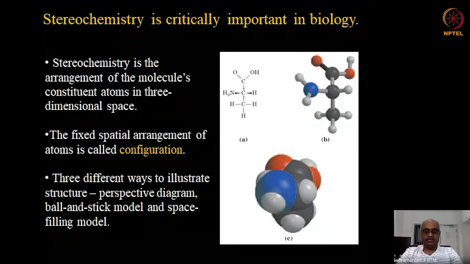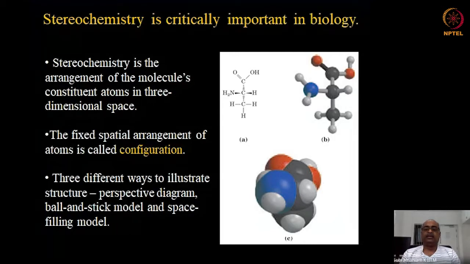Today we are going to learn about stereochemistry. Stereochemistry is about how the constituent atoms of a molecule are arranged in three-dimensional space. The atoms of a molecule can be arranged in different ways in three-dimensional space, and each specific sequence of such arrangement we call a configuration. As we see examples, all of this will become very clear.